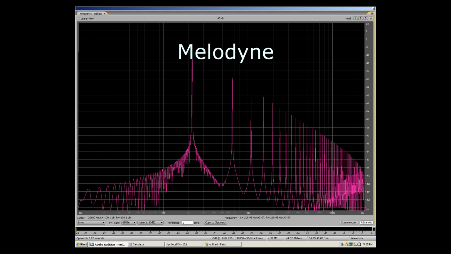I think it's interesting to note that people go out of their way to get the best possible analog to digital converters, and then they run it through pitch correction and wind up with these sideband artifacts, which are similar to what you would get from 1970s analog to digital converters.